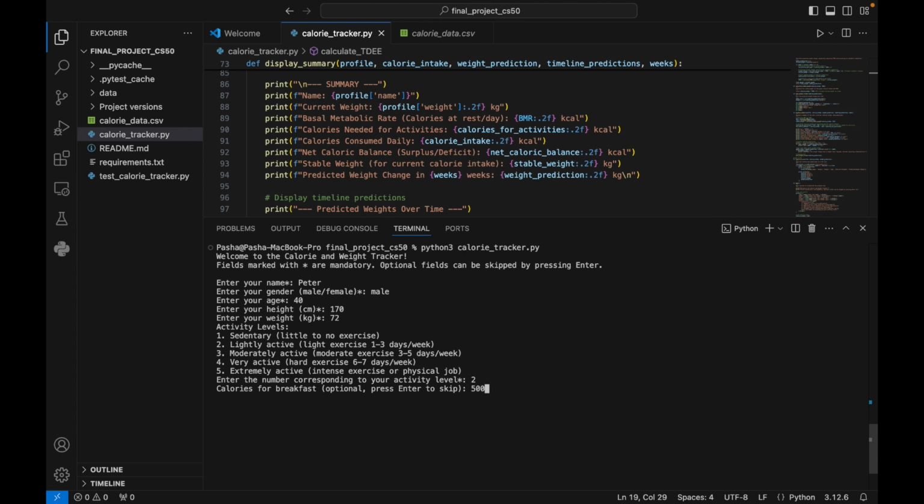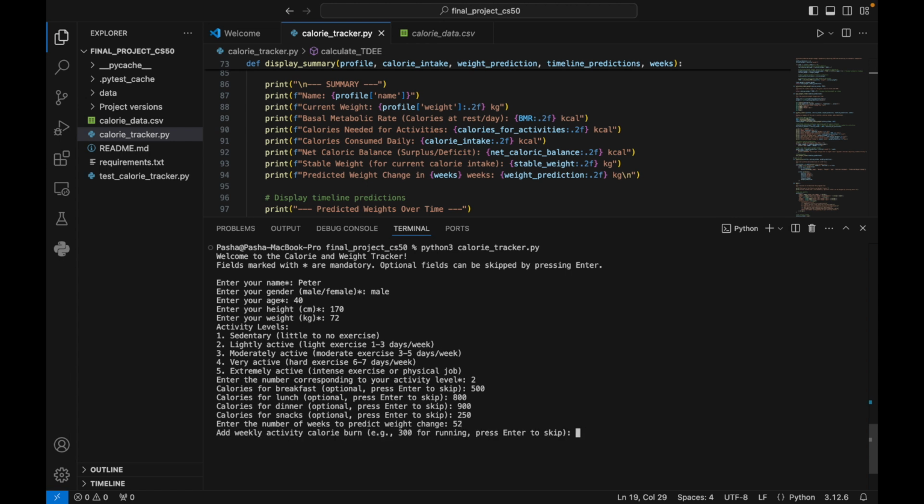Let's say Peter is having breakfast with 500 calories, for lunch 800, and for dinner, let's say 900 calories. Snacks of the day, let's say it's going to be 250 calories. And the period we would like to take into consideration is going to be 1 year. So evolution of 52 weeks.